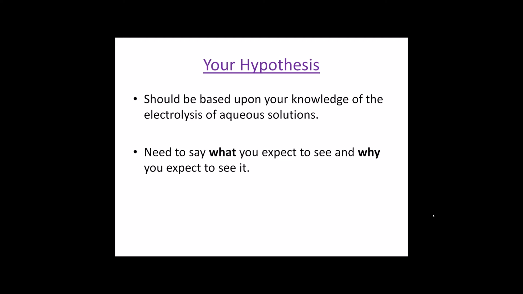You need to say what you expect to see at each electrode and why you expect to see it. You need to use scientific reasoning to explain why. Okay, your scientific knowledge needs to go into explaining why you're going to see what you're going to see. So things like opposites attract.